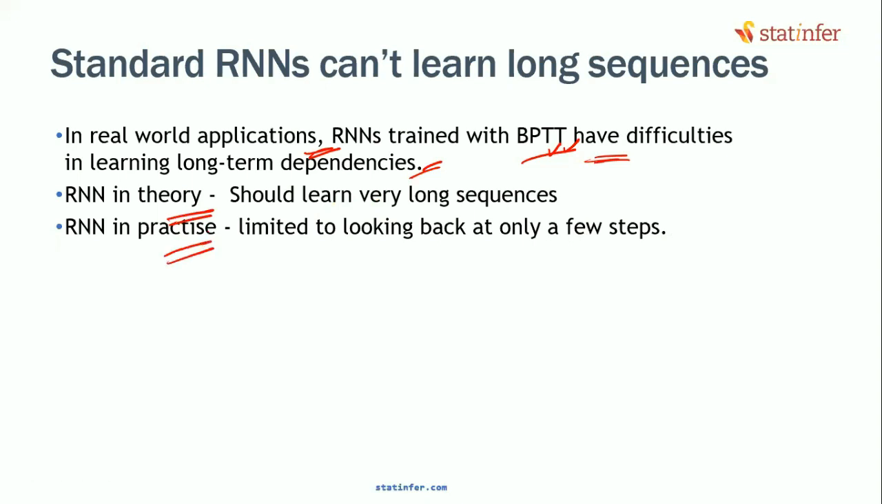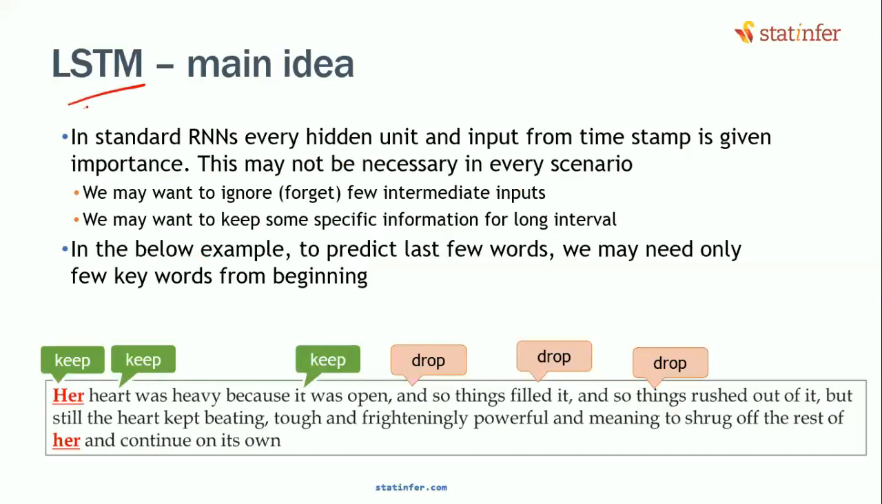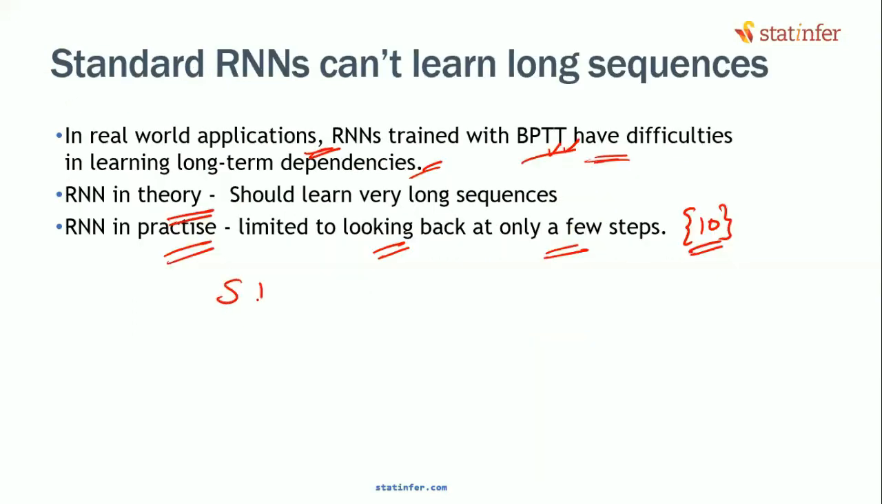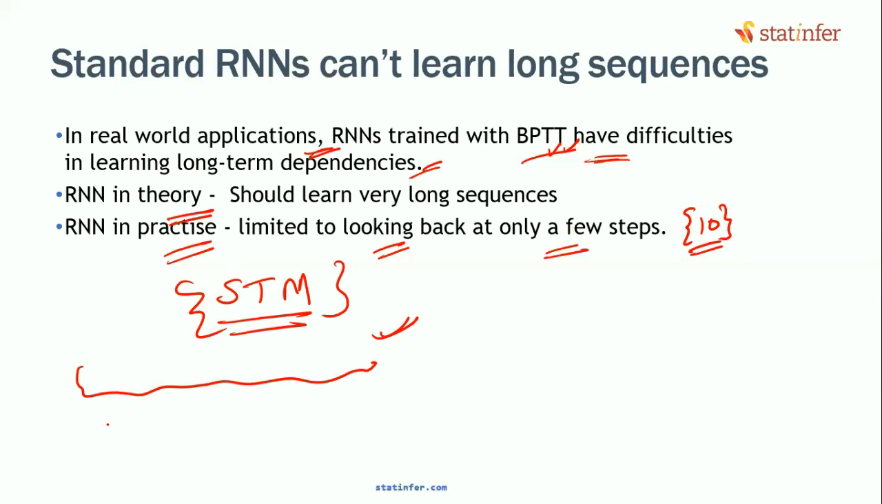A lot of people have seen this problem already. It is limited to looking back only a few time steps. Usually some people say that 10 time steps it works perfectly, but RNN fails when it comes to long-term dependencies. Then as a solution, there have been some more modifications, some more complications added to RNN that gives us LSTM. RNN has short-term memory. Short-term memory means the short-term dependencies, they'll take care of it. When it comes to long-term memory, they fail.